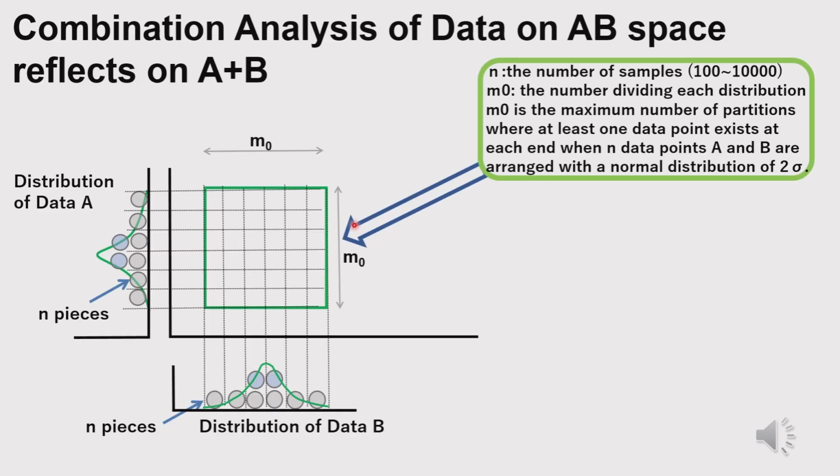This figure represents the AB space, which is formed by the ranges of data sets A and B. When dividing each distribution and the AB space into M segments, we set the number of samples N to range from 100 to 10,000. Here, M is defined as follows. If we place N data points according to a normal distribution with a width of plus minus 2 sigma, M is the maximum number of segments such that at least one data point falls within each of the outermost segments.